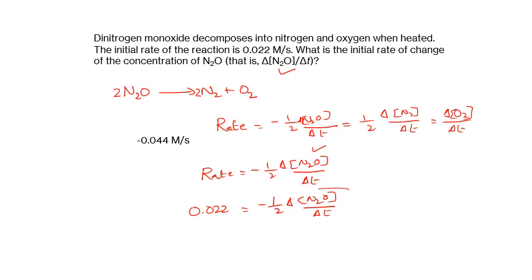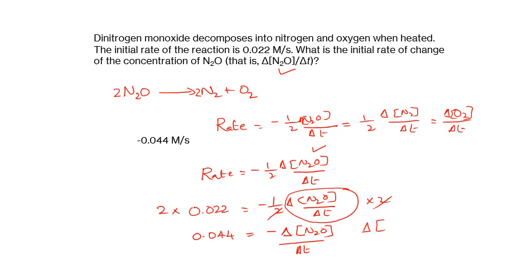They are asking only for change in concentration of N2O, so I have to isolate that one. On both sides we can multiply by 2 and we will get 0.044, that equals, this one will cancel, negative change in concentration of N2O divided by change in time. So that negative can go to this side, so the answer is going to be negative 0.044 molar per second.